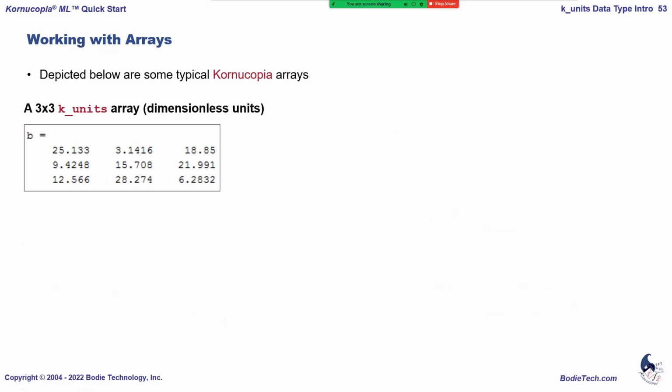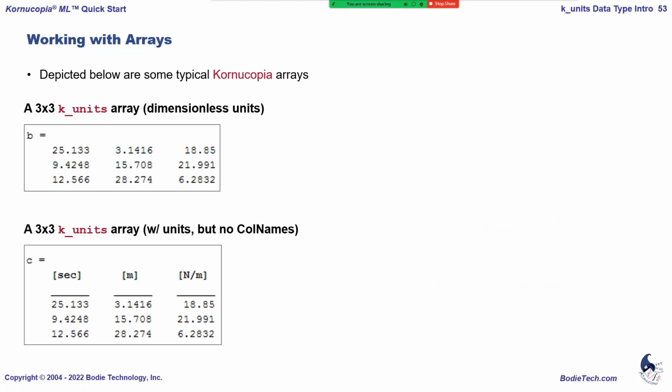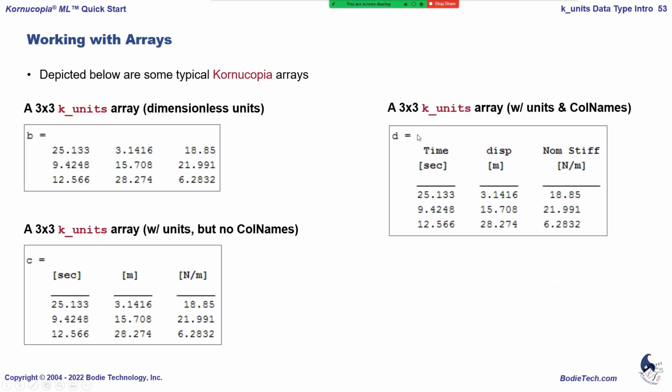Kornucopia arrays. Here's a 3x3 K-units array that happens to have no units associated to it, so it's dimensionless, but this happens to be a K-units data type. You can't necessarily tell that just looking at the display, but that's how one would know units would show up. Here's a 3x3 K-units array that has units but no column name. And here's one that has units and column names.